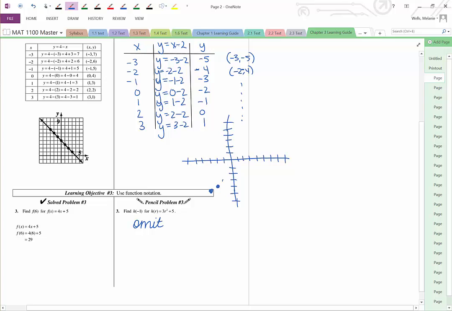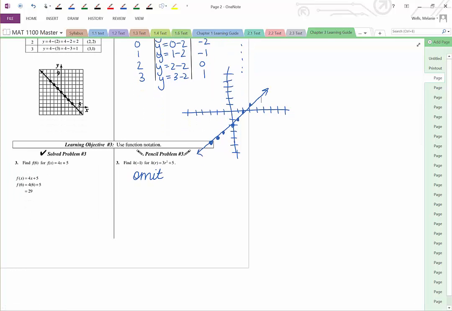(-1, -3), (0, -2). Notice these are all falling in a straight line. (1, -1), (2, 0), and (3, 1). Okay, and there's our line. So those were just a select few points that are on the line. Remember, we have an infinite number of points that make up that line.